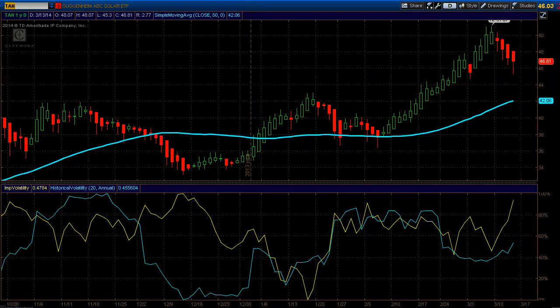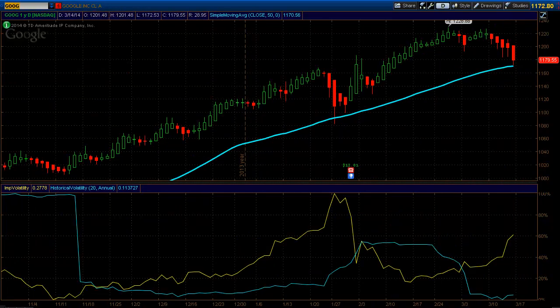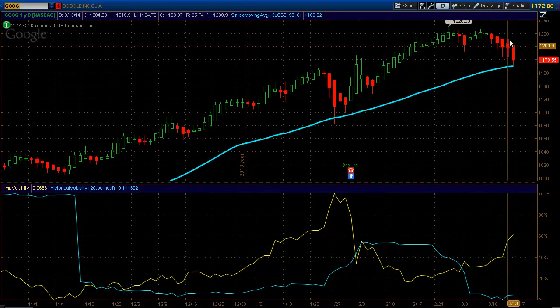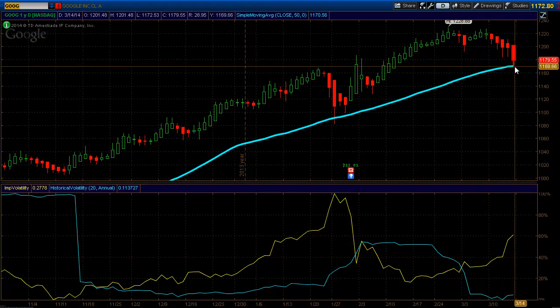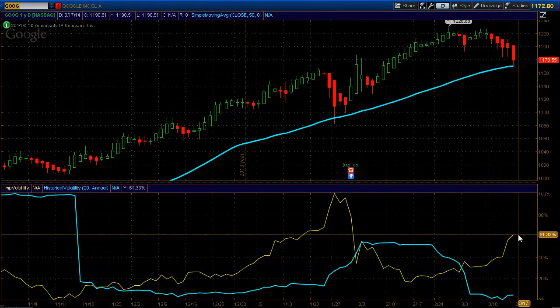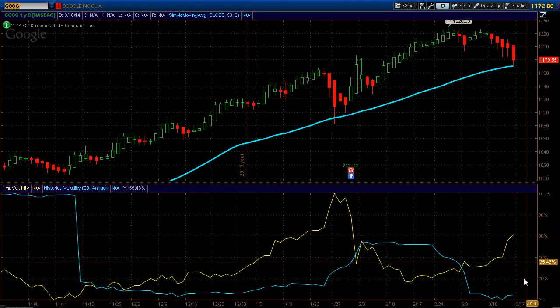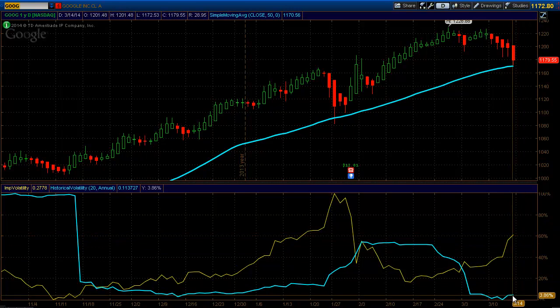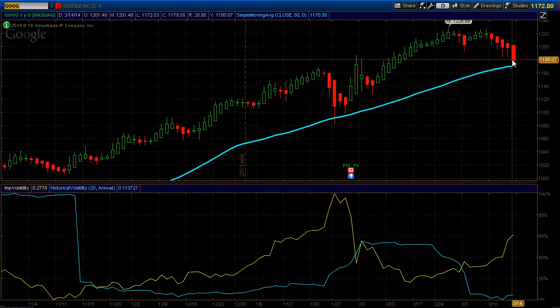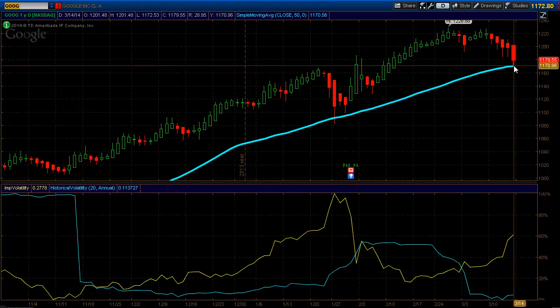So here's another example. Here's Google. Now, you can see Google here, and it's had a big move down into the 50 moving average. The implied volatility spiked. Now it's up to about 60% versus where historic volatility usually is. Now what you can do is maybe if this holds in the 50 moving average range, then it gives you an opportunity to take advantage of the volatility spike by selling bull put credit spreads out of the money.